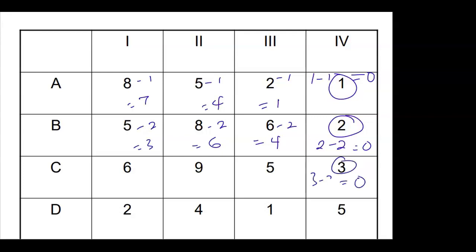3 take away 3 is 0. 5 take away 3 is 2. 2. Then 3. The lowest is 0. The next is 1. So this will be... you go to 5, right? 4, 4, 3. This is 3 and 1.